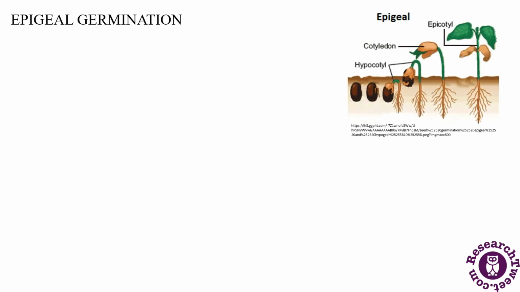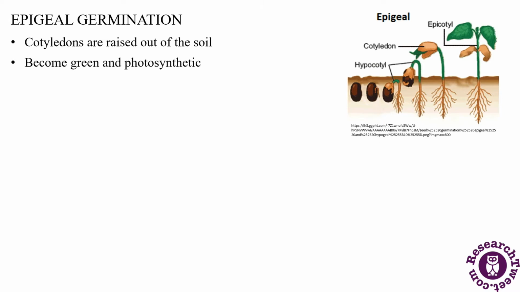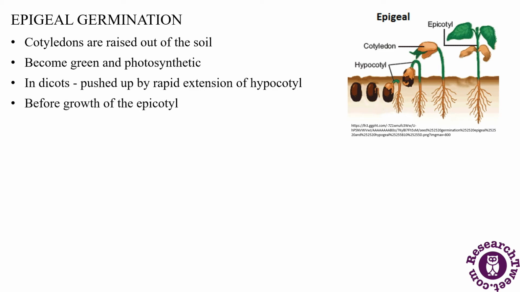Epigeal germination. In this, the cotyledons are raised out of the soil and generally become green and photosynthetic. In dicots, they are pushed up by rapid extension of the hypocotyl before growth of the epicotyl. Epigeal germination occurs in bean, castor, mustard, tamarind, sunflower, etc.